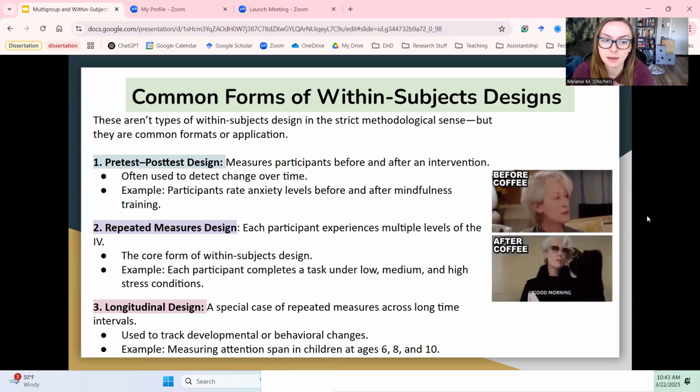So this example is participants rate anxiety levels before and after mindfulness training. I can do that all in a day. I have them in the morning do some sort of anxiety level testing. That's our pre. And then we have the mindfulness training, and then we have them do it again, and that's our post, right? Pre-post. But if I only measured it after the mindfulness training, I don't have anything to compare it to. So I can't actually see a change.